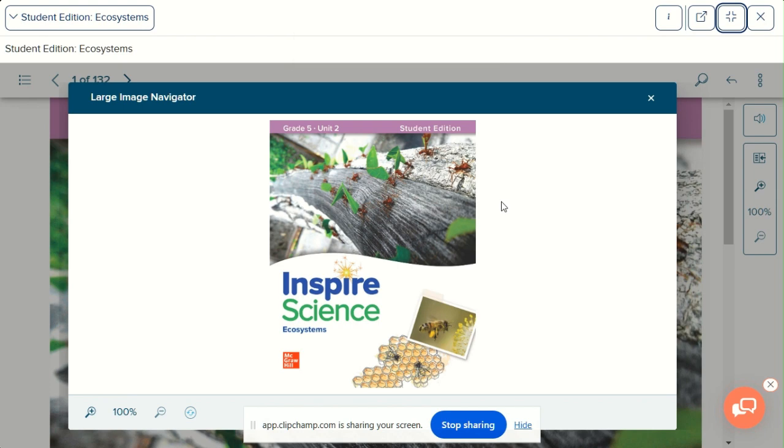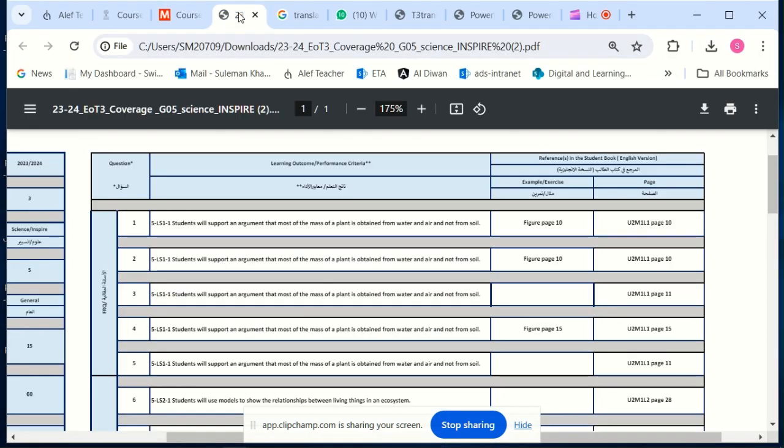This is grade 5 science revision for term 3. هذا مراجعة صف خامس علوم term 3. And هذا كتاب. This is the book, science book with ecology. This is also the Heykel.